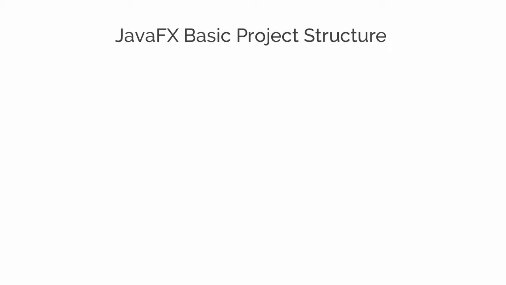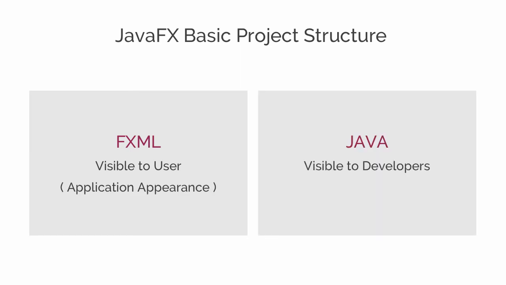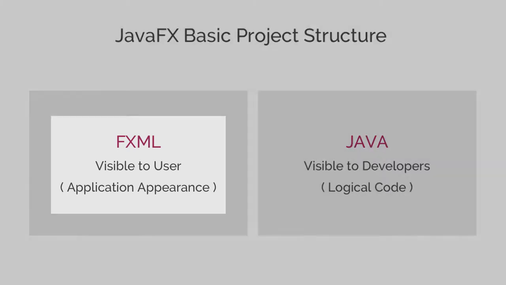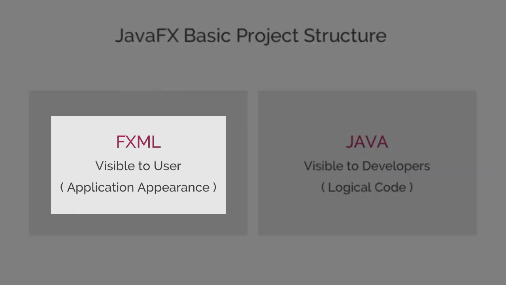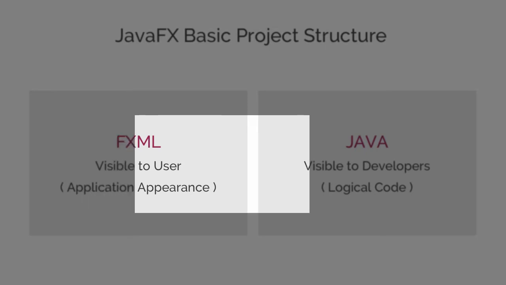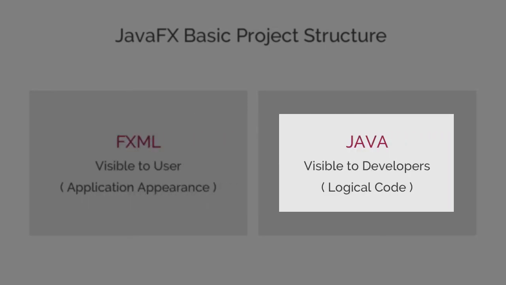So finally we have reached the end of this topic. Now so far previously we know that the basic JavaFX project structure consists of the visible FXML file and also the Java file that is visible to the developers. Now within the XML file we create our application's layout, and within the Java file we write our logical code.